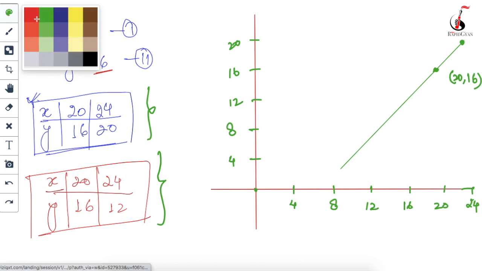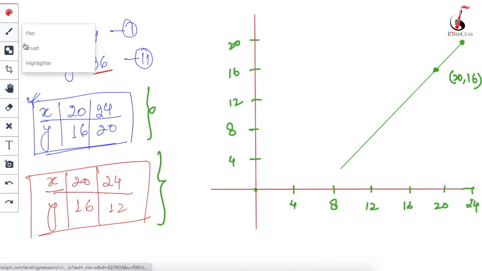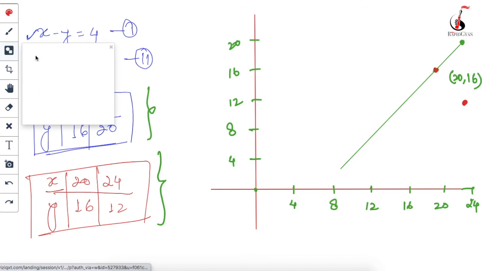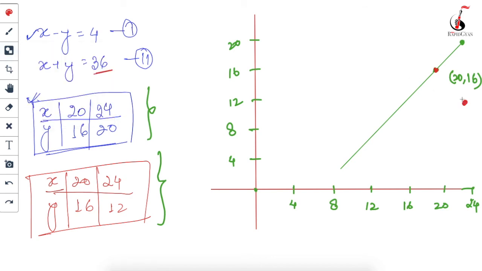Now do the same thing for the second one, 20, 16. Again this point is 20, 16. The next one is 24, 12. So this is 24 and this one is 12. Correct. Now if I draw the line, you can clearly see that the line is intersecting at the point 20, 16. So 20, 16 is your answer, which means the value of x is equal to 20 and the value of y is equal to 16.